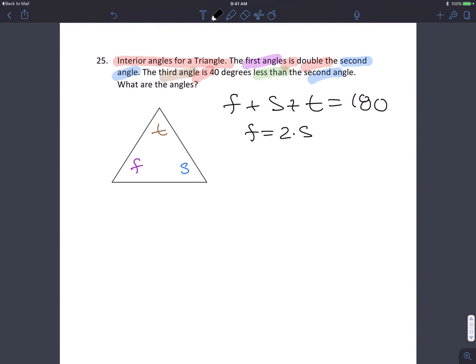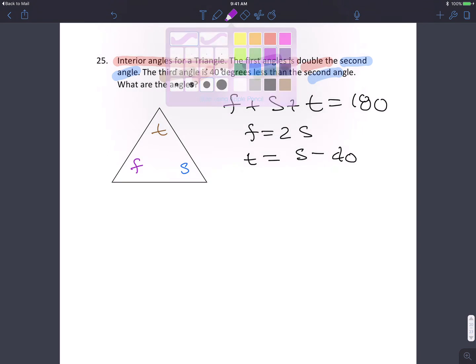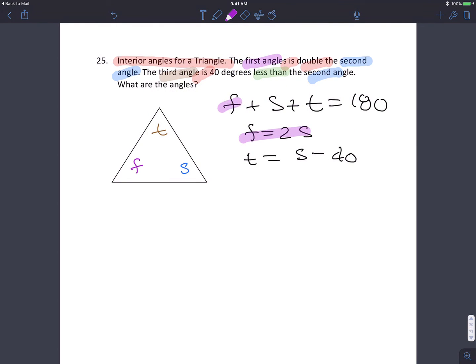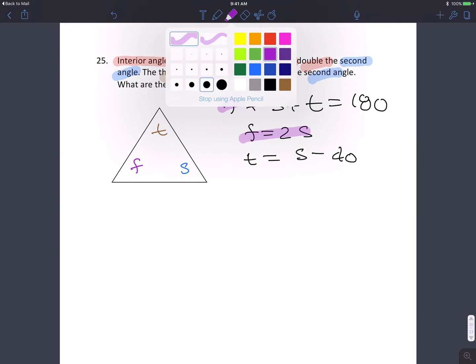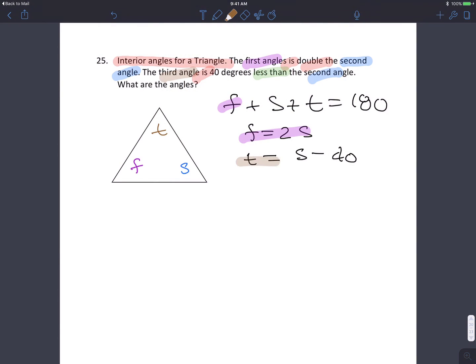So let's see how good we are. We should have third is 40 degrees less than the second. S minus 40. And this above here is 2S. We can write it as 2 times S. So let's plug everything in, and maybe I'll have to emphasize a little color here. First, and then the third goes here. So let's plug this in, see what we get.